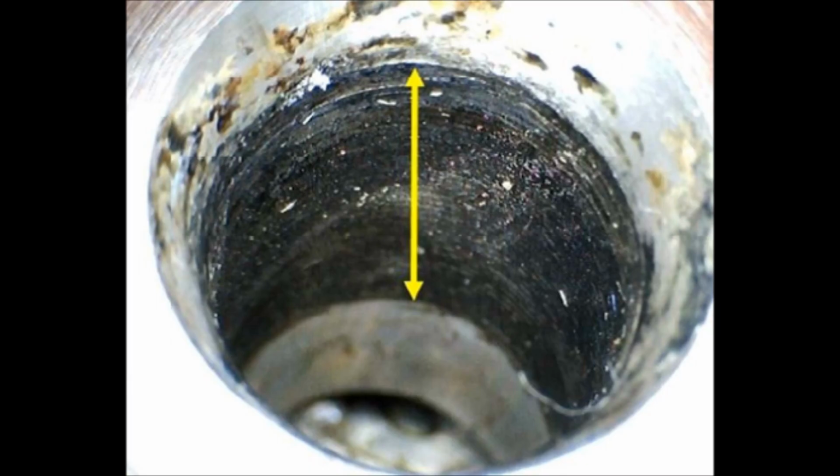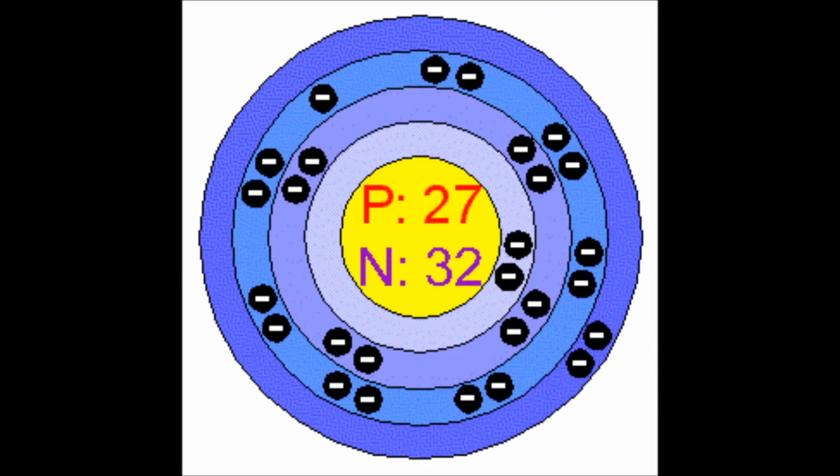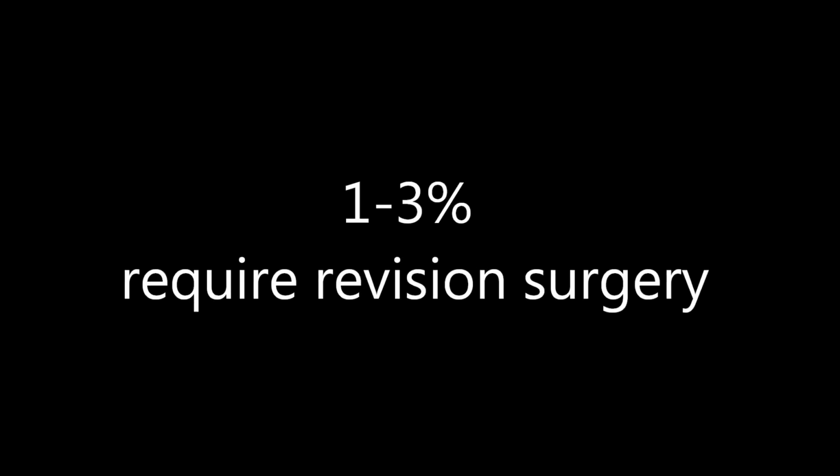Because of the frictional erosion of metal inherent to these joints, metal sensitivity is an issue and seems to be more prevalent in women who showed elevated iron levels in their blood. The inclusion of chromium alloys and cobalt in these joints have also led to cobalt toxicity. On any hip replacement, revision surgery becomes necessary on 1 to 3% of patients.